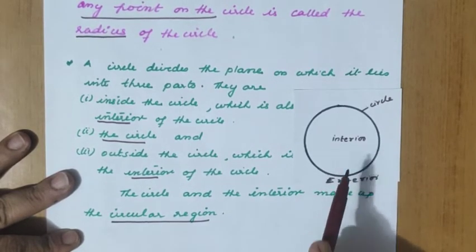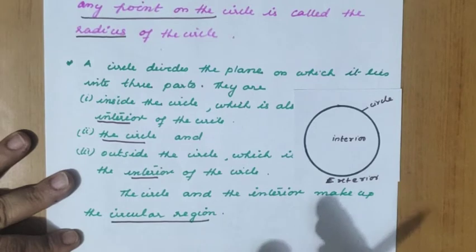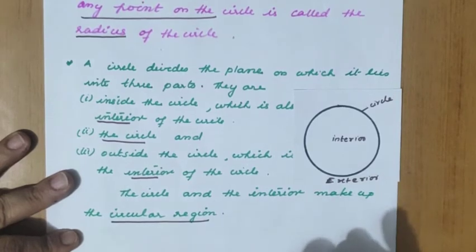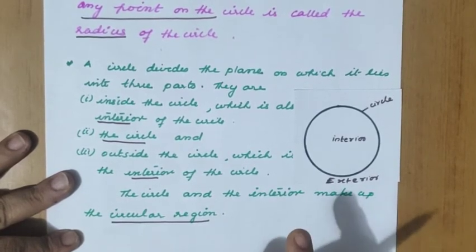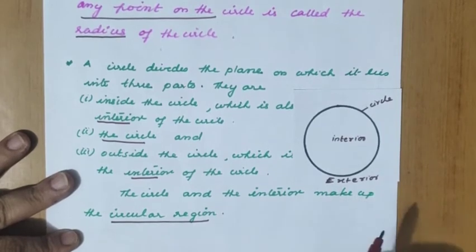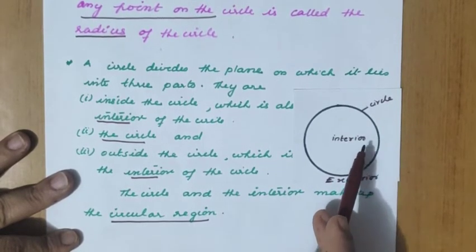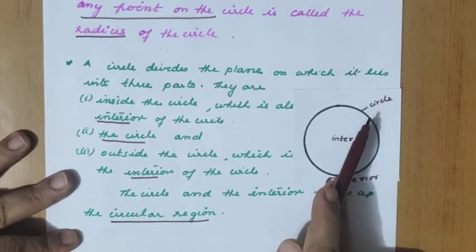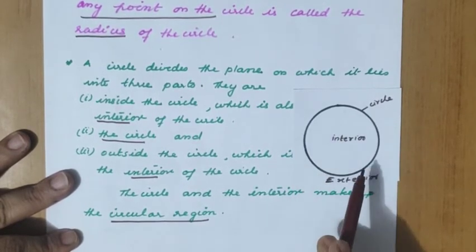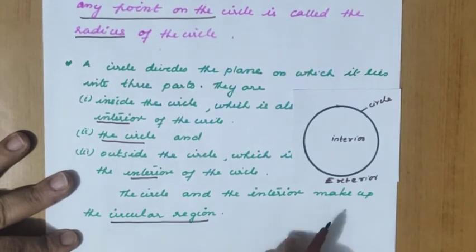So how many parts is a plane divided into by a circle? When a circle is drawn in a plane, it divides the plane into three parts: interior, exterior, and circle. What is the next point we have learned? The interior part of the circle and the circle itself, if combined together, is called a circular region.